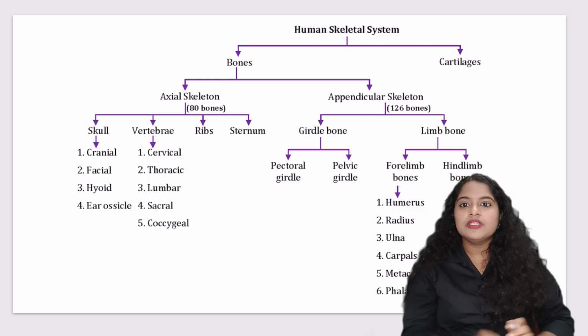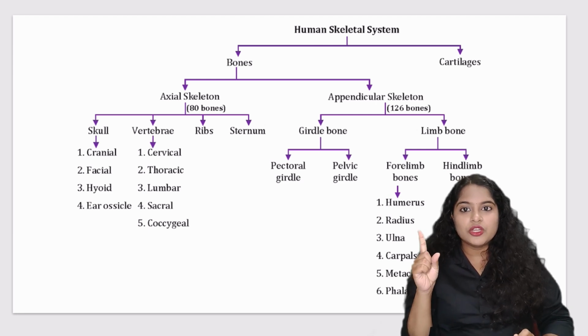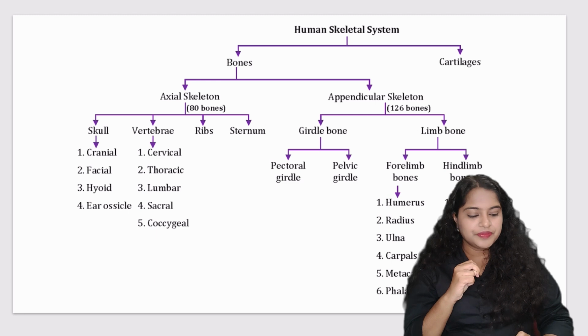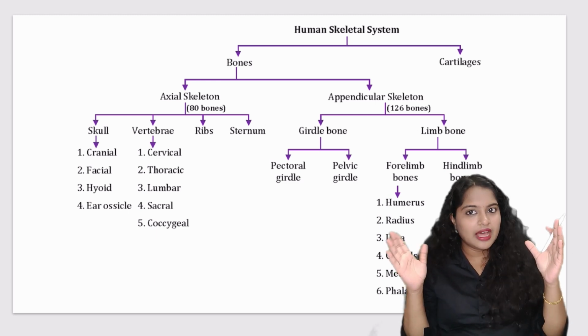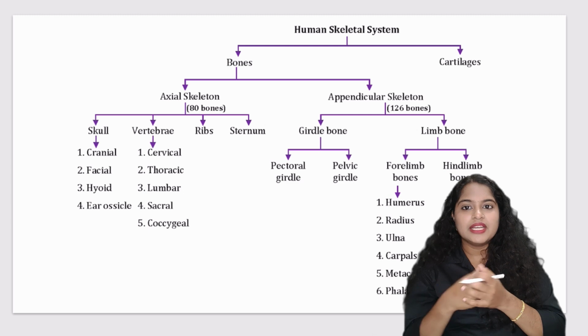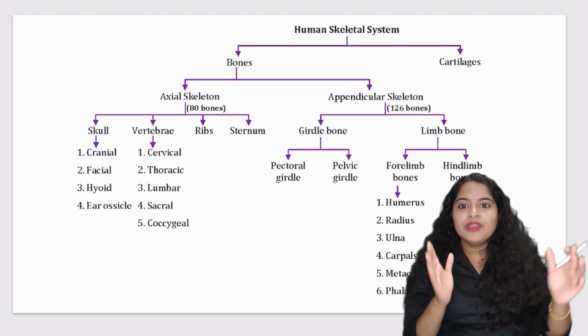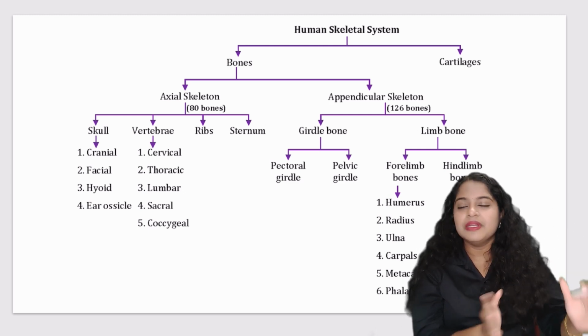Coming to the girdle bones, there are 2 types of girdle bones. One is the pectoral girdle and the other is the pelvic girdle. Then the limb bones. There are 2 types of limbs: the forelimbs, that are our hands, and the hind limbs, that are our legs. And now we will see the complete skeletal system in detail.